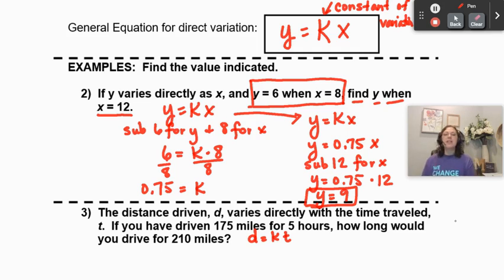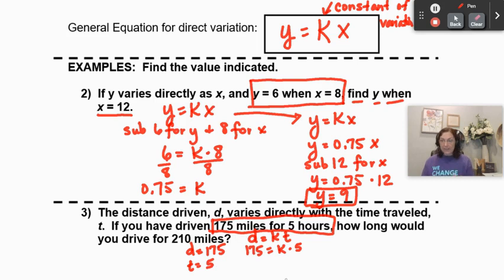That's all that first sentence meant. Okay. Now look at the second sentence. If you have driven 175 miles for 5 hours, there's your first half of the problem. Okay. So we're going to put in 175 for D because that's a distance, and I'm going to put in 5 for T, and we'll see what we get. Okay, so let's put in 175 for D equals K times 5, right?